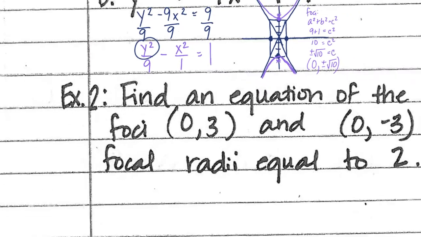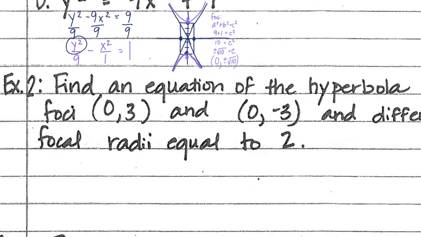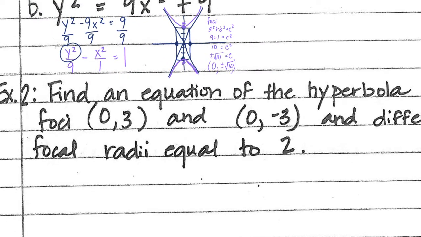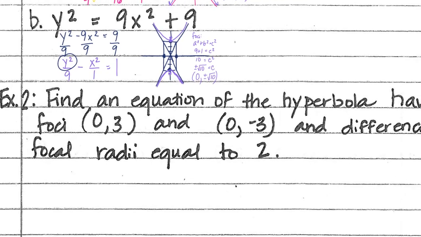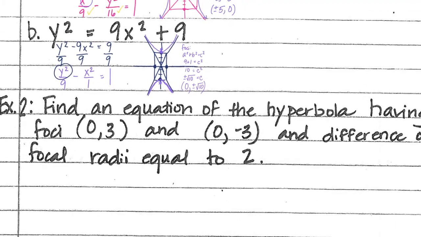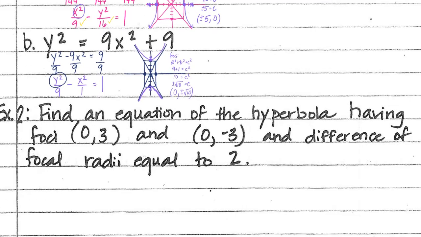All right, the last question is a little bit different, and I did post a video of what focal radii are and what all these different things of hyperbolas are. And I put that on Canvas if you'd like to watch that in my Canvas if you're in my class. This last example says, find an equation of the hyperbola having foci 0, 3, and 0, negative 3.